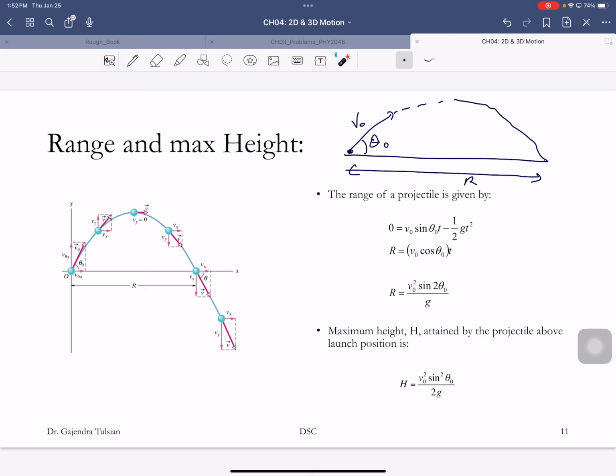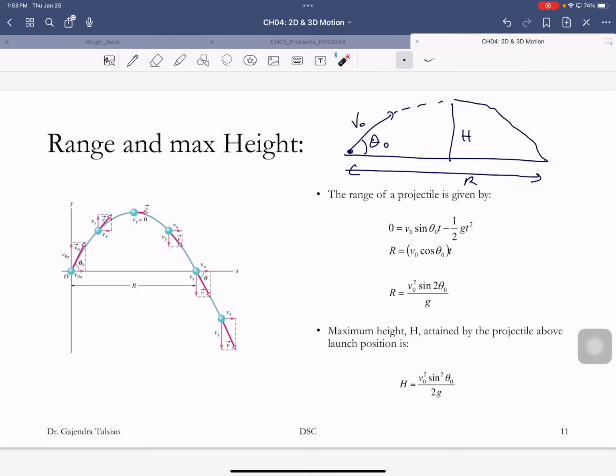Okay? So for instance, the range formula, if this was the initial position and this was the final position, you can't use the range formula because those vertical positions are not the same. The y coordinates are not the same. And this is the maximum height formula.